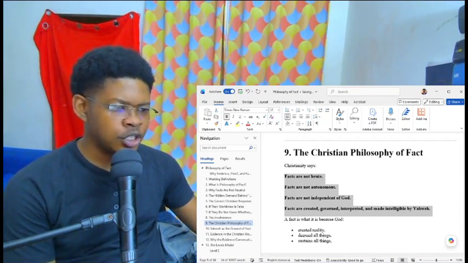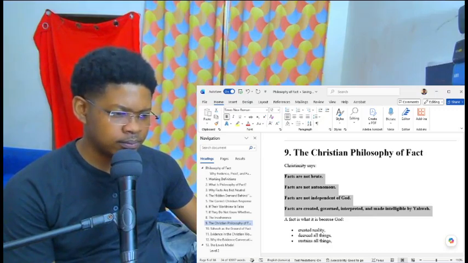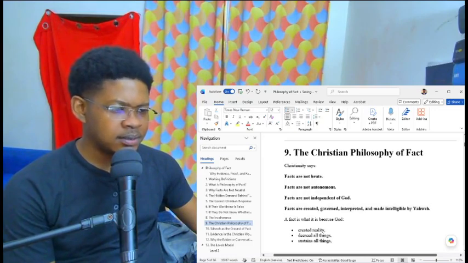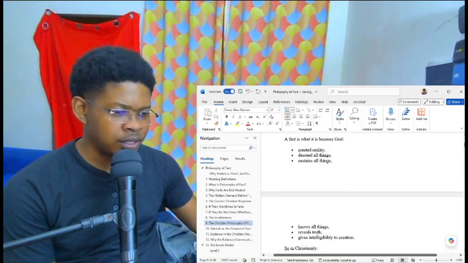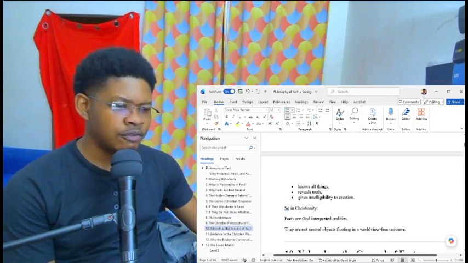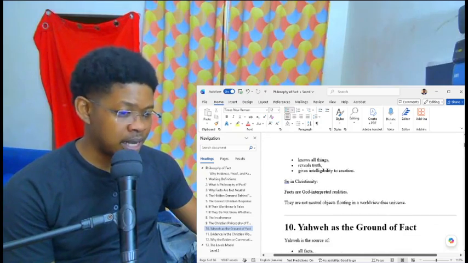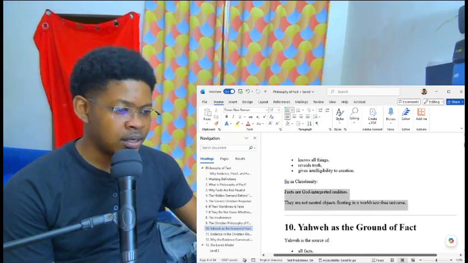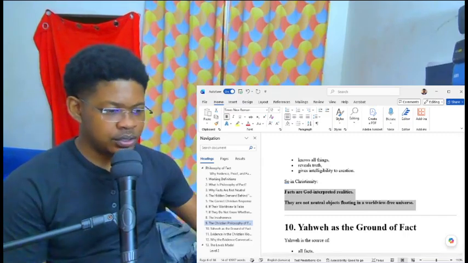Governed, interpreted, and made intelligible by Yahweh. A fact is what it is because God created reality, decreed all things, sustains all things, knows all things, reveals truth, gives intelligibility to creation. So in Christianity, facts are God-interpreted realities. They are not neutral objects floating in a worldview-free universe.